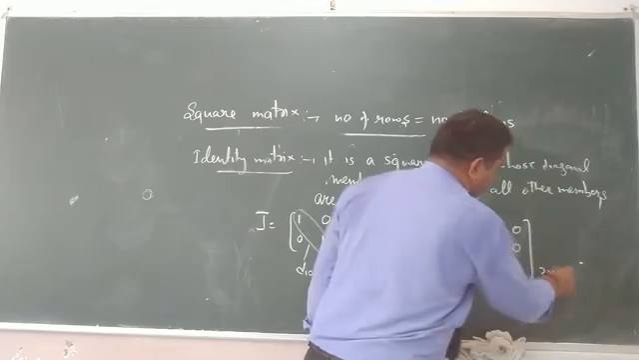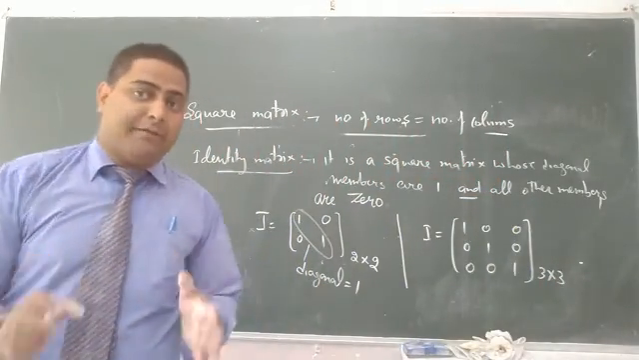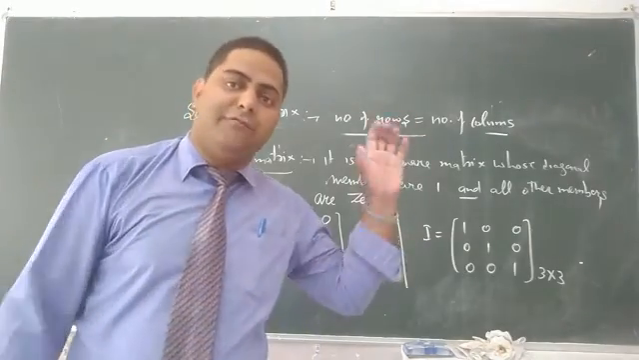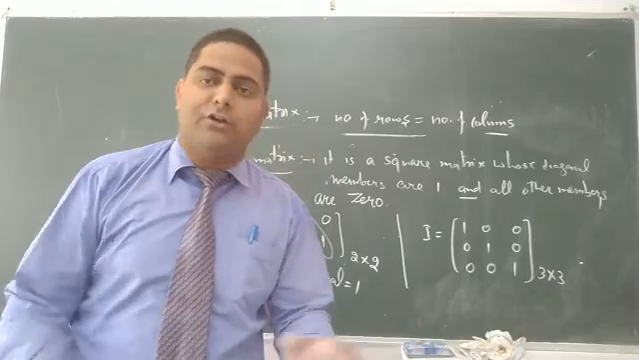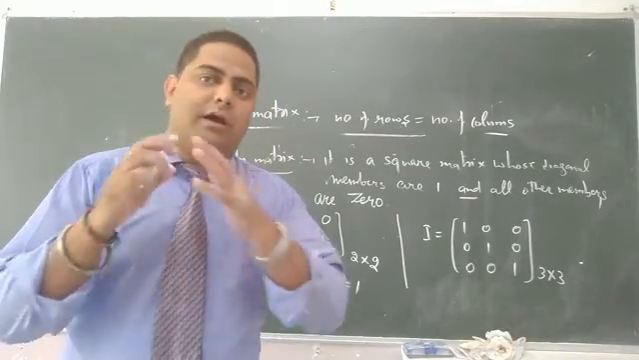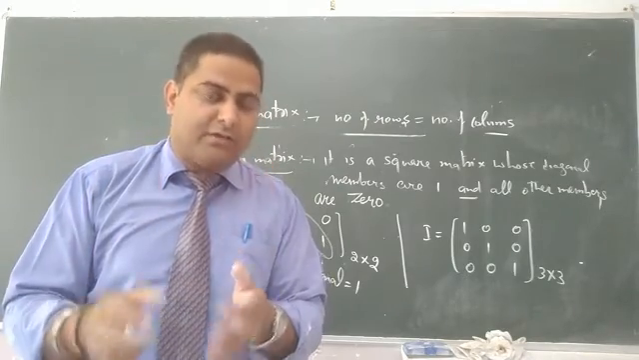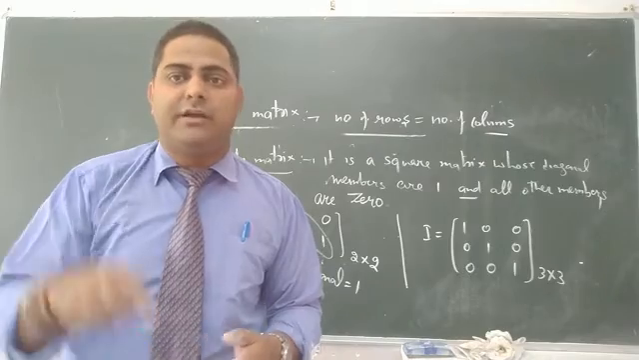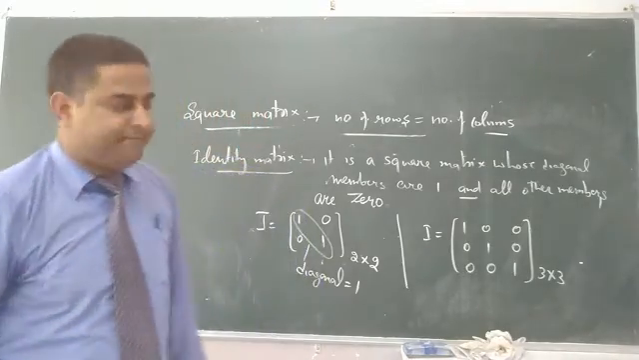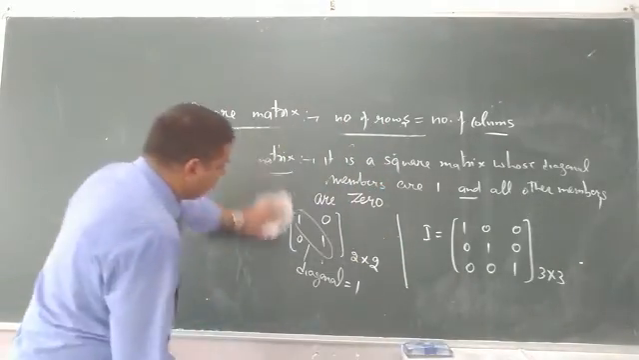3 into 3. It is again a diagonal matrix. Keep in mind, it is a diagonal matrix, because diagonal matrix is that in which the diagonal members are not 0, rest of the members are 0. So identity matrix is a diagonal matrix, a square matrix whose all members are 0 except the diagonals, and each diagonal member is 1. So this is called identity matrix.